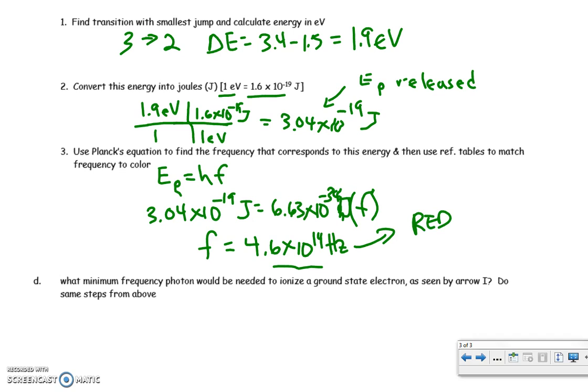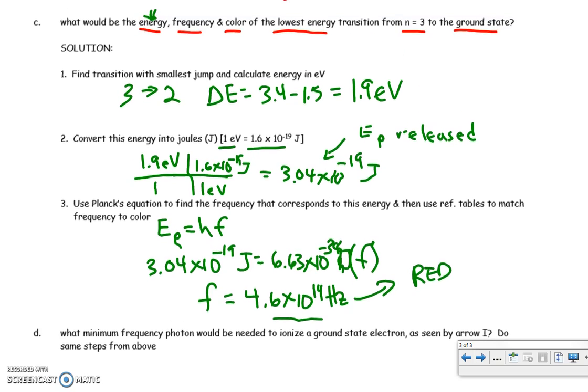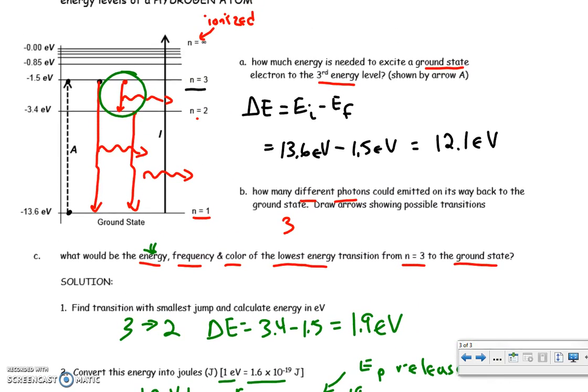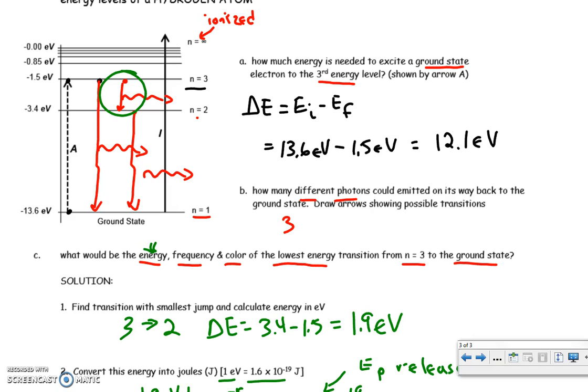Okay, so D: what minimum frequency photon is needed to ionize a ground state electron, as shown by arrow 1? You do the same steps as above. If I want to go from the ground state right here and leave the atom altogether, I want you to try that on your own. Figure out how much energy that transition corresponds to, and then convert that to a frequency of a photon. Okay, good luck.